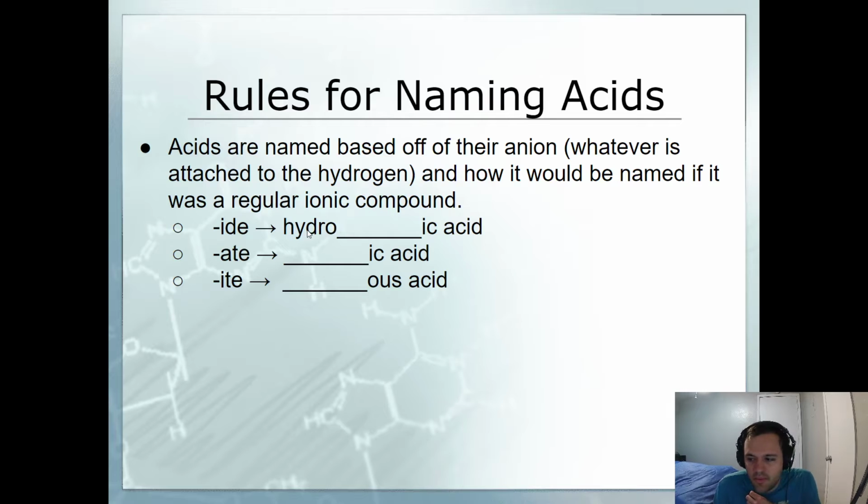If it is a polyatomic ion, your anion, that ends in ate as its ending, then you're going to drop the hydro and it would just be whatever that polyatomic anion is, and then ic acid. And then if it's a polyatomic ion that ends in ite, then instead of ending in ic, it's going to end in ous. All right, so those are the rules you're going to have to follow.